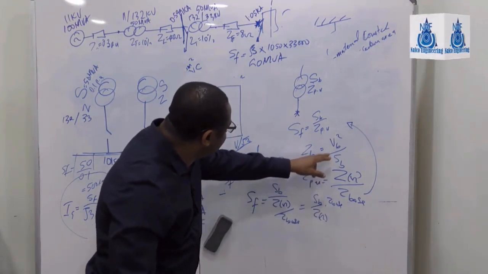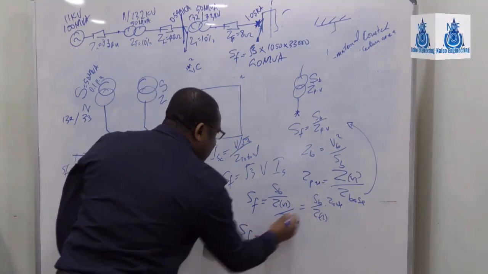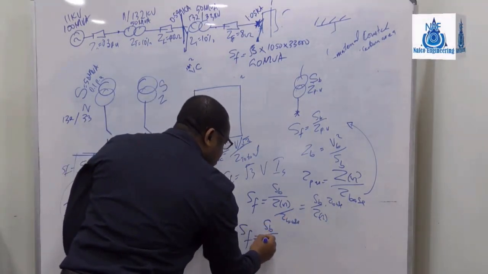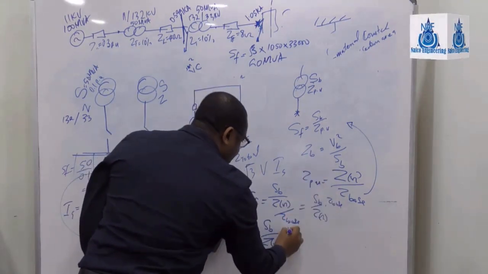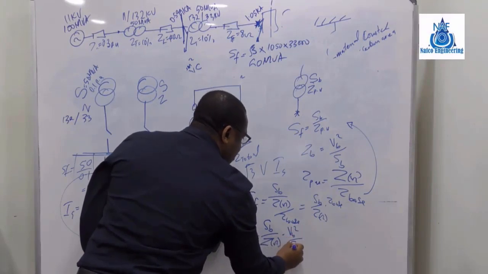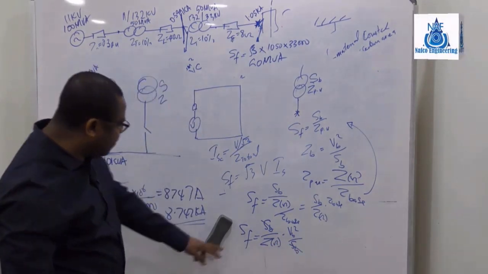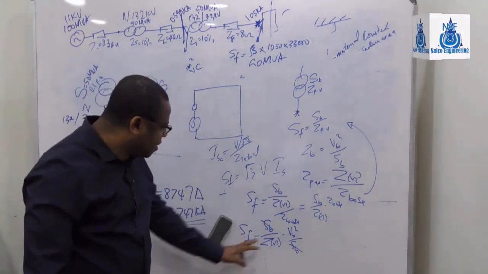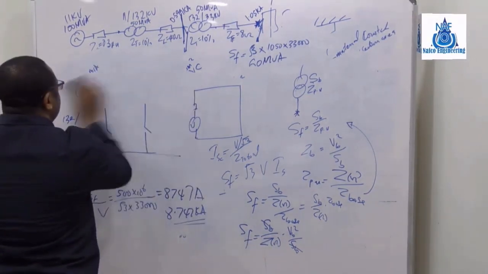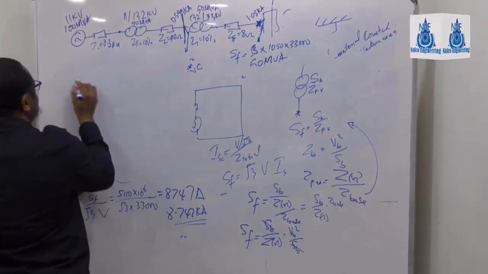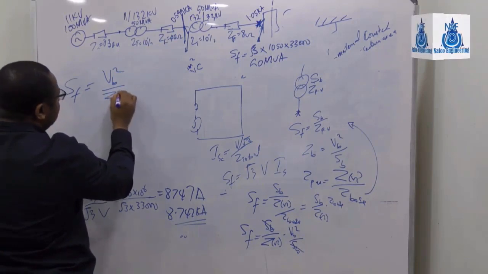Z base, we put Z base there, V base squared over S base. So that means that S fault is the same as saying S base over Z in ohms by V base squared over S base. So this can cancel out that. So you still have that S fault is the same as saying V base squared over Z in ohms. Okay. Look, I'll clean that. So S fault is V base squared over Z in ohms.